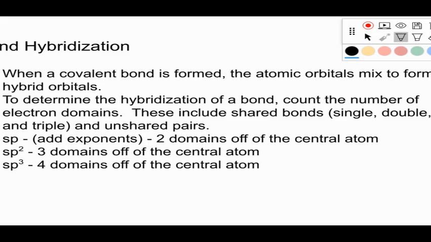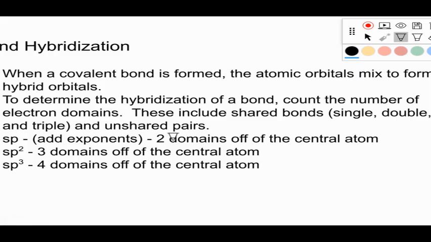So now we're going to talk about bond hybridization. Again, in order to do this, you have to have drawn a Lewis structure. And then once you have the Lewis structure, you look at how many regions of bonding or electron domains they have. So how many regions of bonding off the central atom.